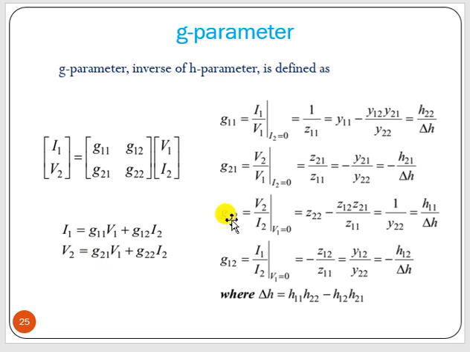G21 is V2 by V1. So this is forward voltage gain. And G12, when we are making V1 equal to 0, is I1 by I2. That means this is reverse current gain, and G22 is V2 by I2, which is nothing but output impedance. So this is almost like H parameter, but we are getting the inverse of that. And these are the conversions from the G parameter to Z, Y, and H parameters.